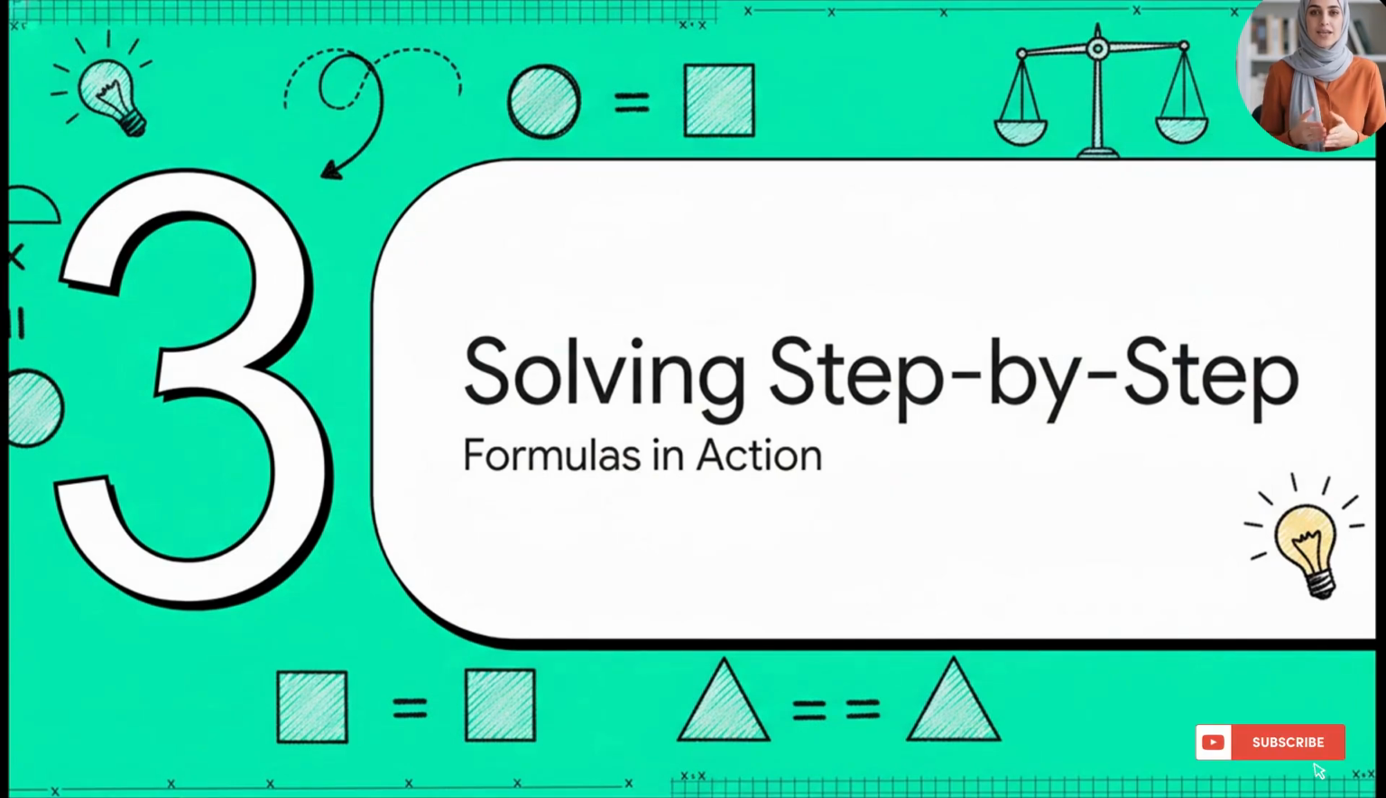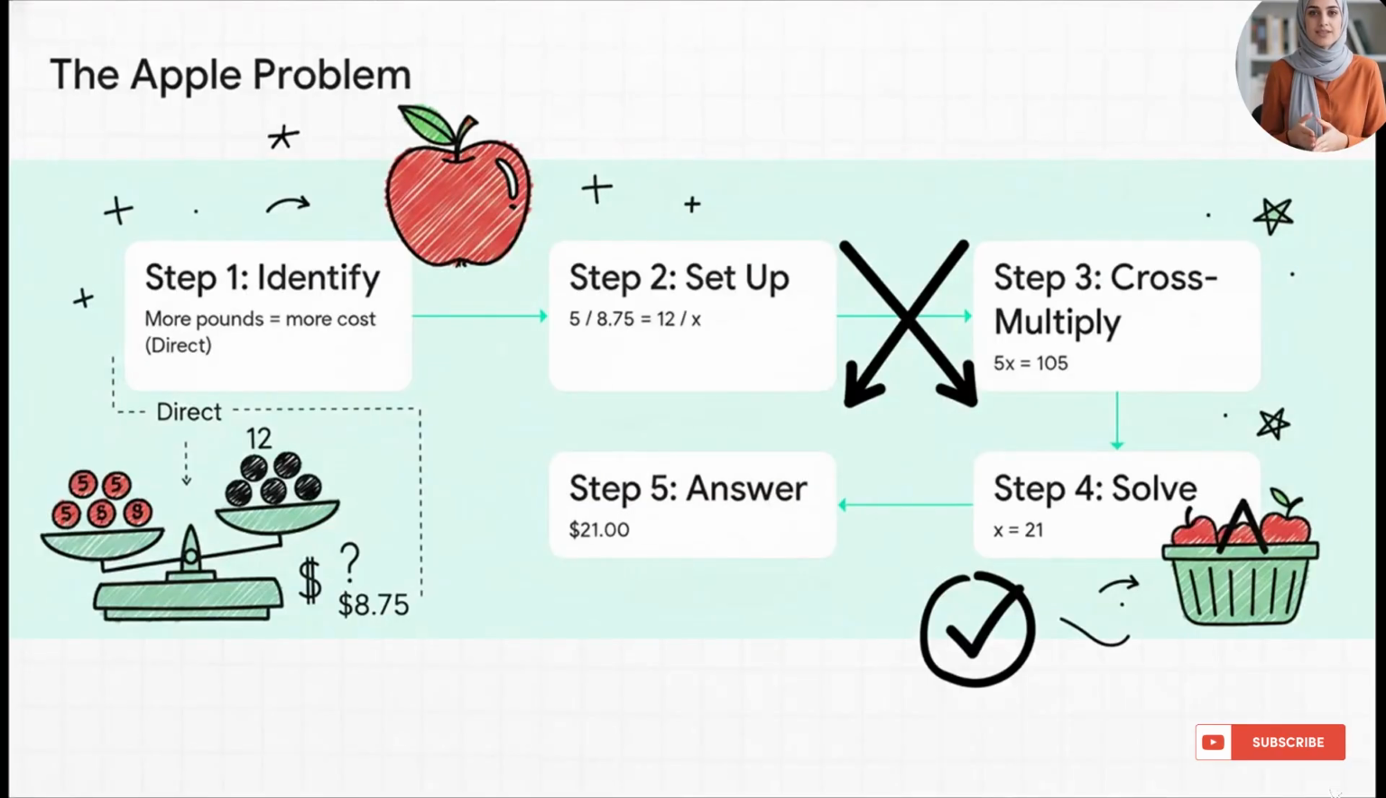All right, that's enough talk. You want to see how this works with some real problems, right? Let's solve a couple of classic ACT-style questions, and I'll walk you through every single step. First up, a direct proportion problem. Okay, listen to this. If 5 pounds of apples cost $8.75, how much would 12 pounds cost? I really want you to pause and try this one yourself. Go on, hit pause.